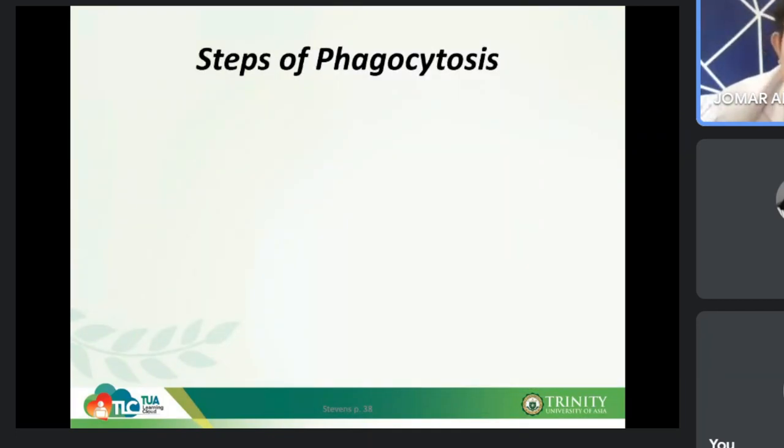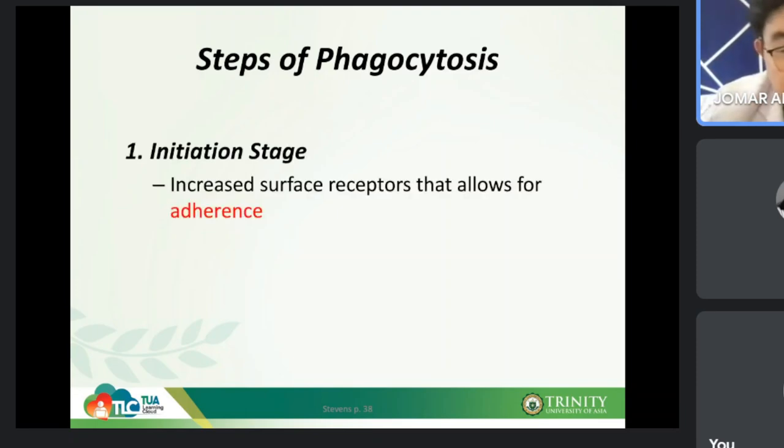The steps in phagocytosis can vary from different books, but we're going to follow the one from Stevens. I'll just interject some information from the other book so you can write it down in your notes and make your notes more substantial. So the first step is your initiation stage. This is the time where there is an increased surface receptor that allows for adherence.